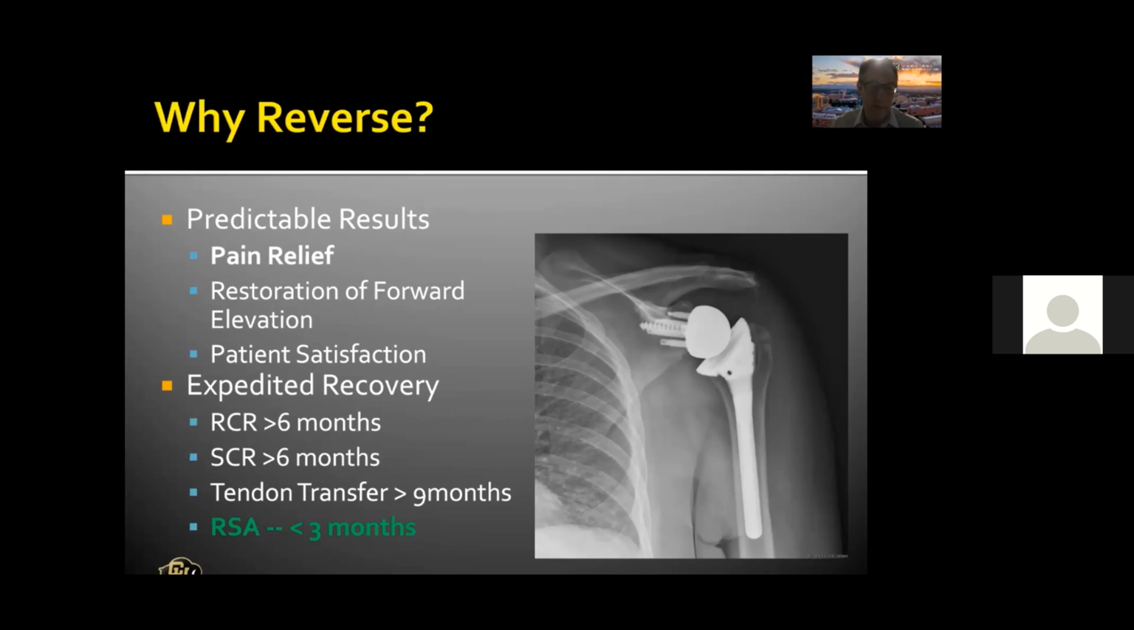So my general rule is that for rotator cuff repair, patients are going to take a full 6 months, if not longer, to recover. This is the same for superior capsular reconstruction. For a tendon transfer, it's typically greater than 9 months. For reverse shoulder replacements, most patients are quite happy around the 3-month time point. They have really good pain relief. They have restoration of function, maybe not full function or their maximum function, but they're in a pretty good spot at 3 months, much quicker than the other surgeries described.